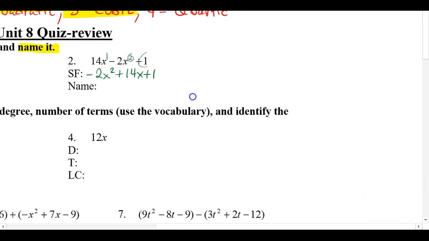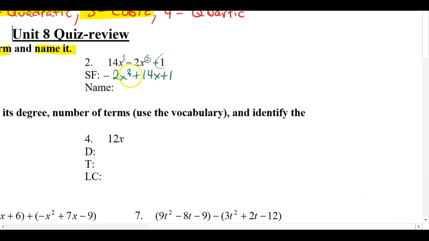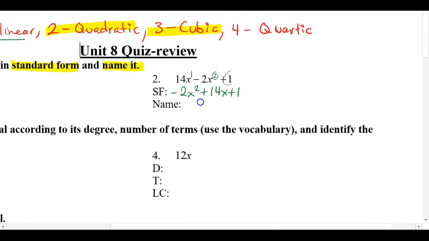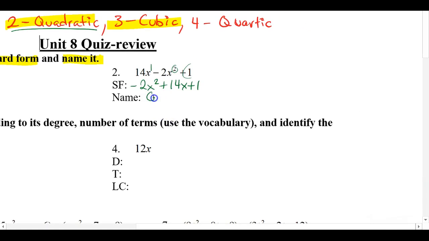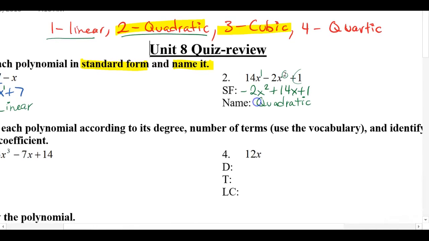And the name, well, let's see, the highest exponent is 2. And if the highest exponent is 2, then it's quadratic. So when I ask you for the name, you're going to write either linear, quadratic, cubic, or quartic.